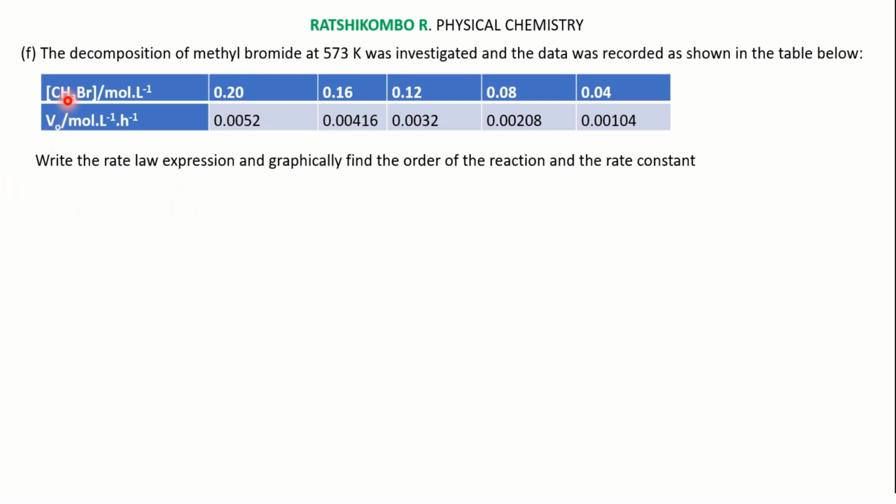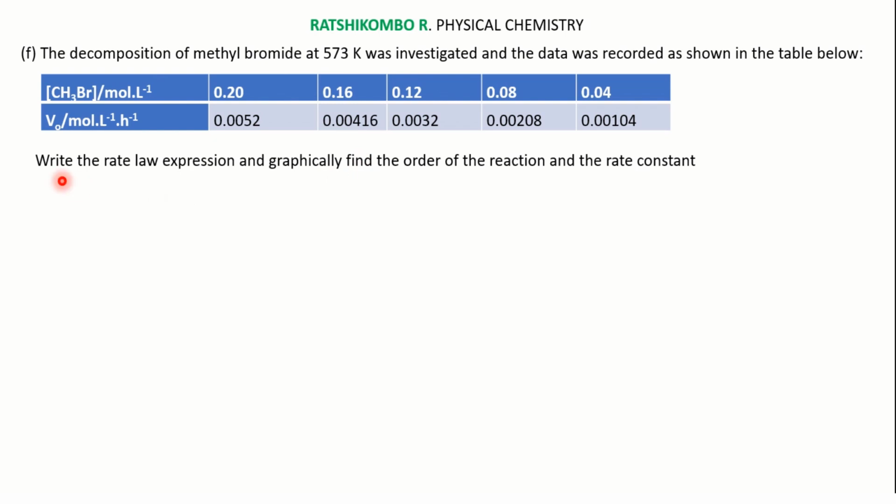Welcome to physical chemistry class, where today we are going to solve a question that has to do with the initial concentrations. As you can see in this table, we have the initial concentrations, five of them, together with the rates. The question of the day is that the decomposition of methyl bromide at 573 Kelvin, this is the temperature, was investigated, and the data was recorded as shown in the table below. By the way, this is the table including the data that were obtained as far as this investigation is concerned.